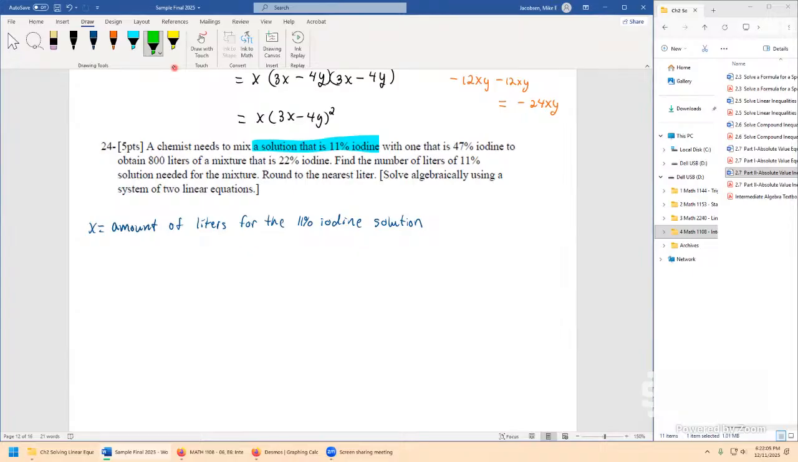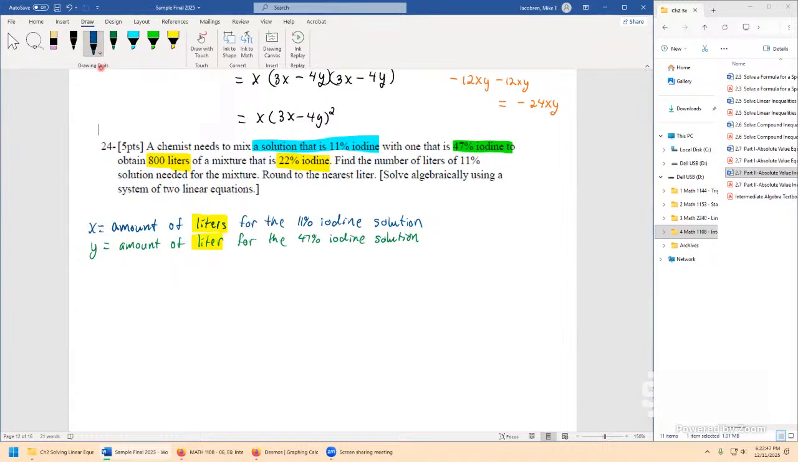The other solution is the 47% iodine. So let's call that one Y. Y is the amount of liters for the 47% iodine solution. We're trying to come up with 800 liters of a mixture at a 22% iodine concentration. There's a system of equations we then have to solve, but X and Y are both in terms of liters.